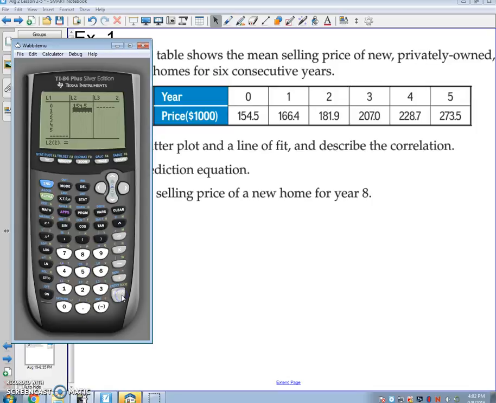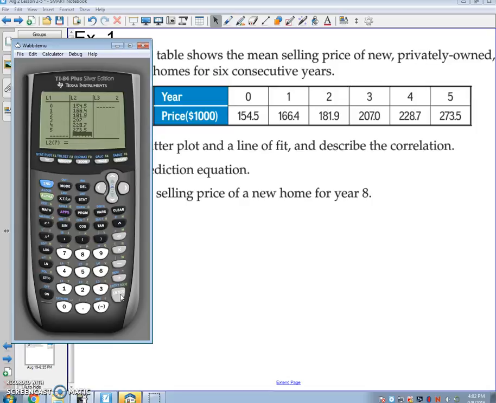154.5, 166.4, 181.9, 207.0, 228.7, and 273.5.